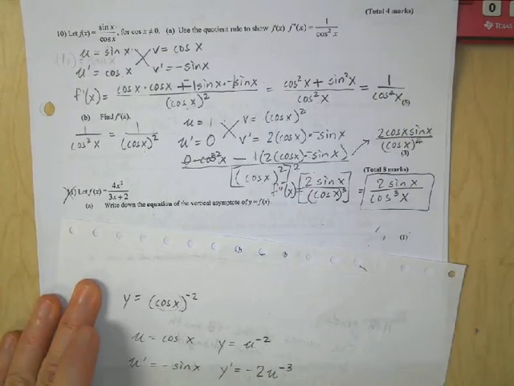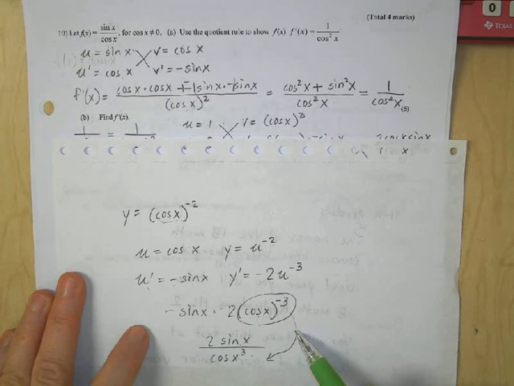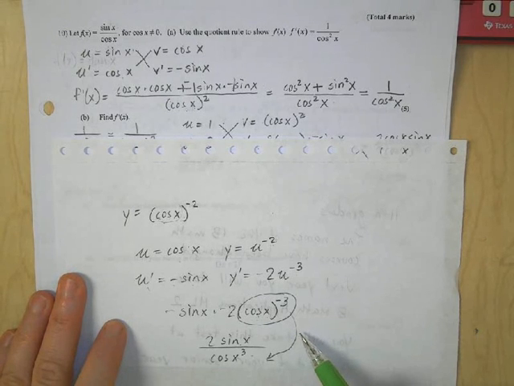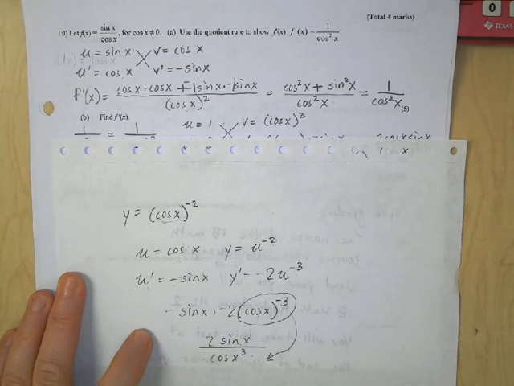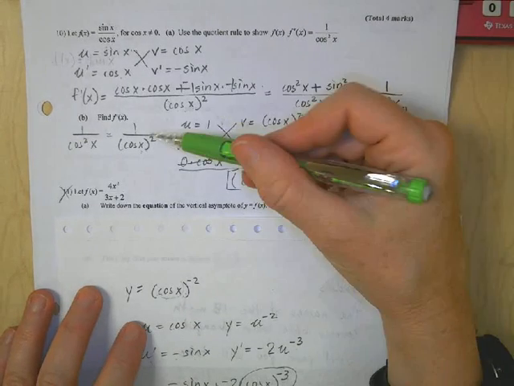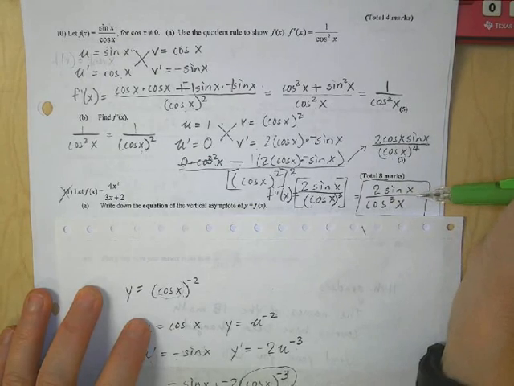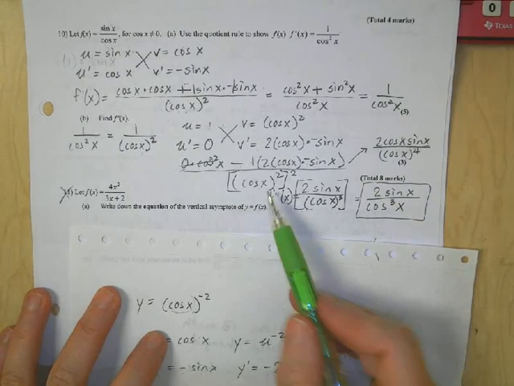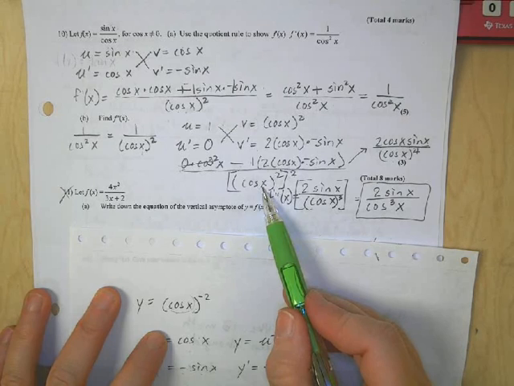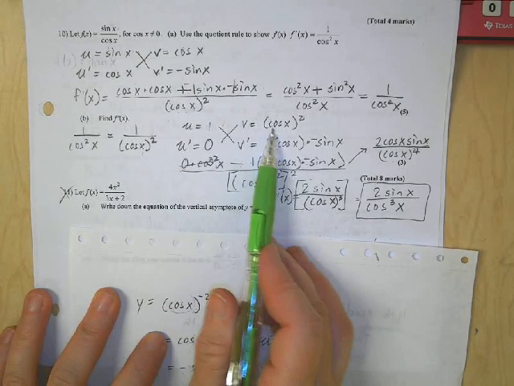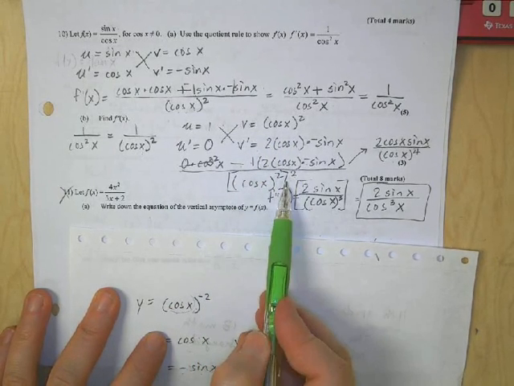So I actually do prefer the chain rule on this one. I think it has fewer steps, but it does work if you do the quotient rule. You just got to be careful that you don't make the same mistakes that I made, which was the v squared. I did not square my v, because v was cosine x squared. I forgot to square my square.